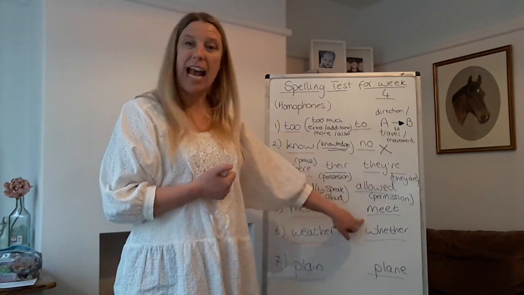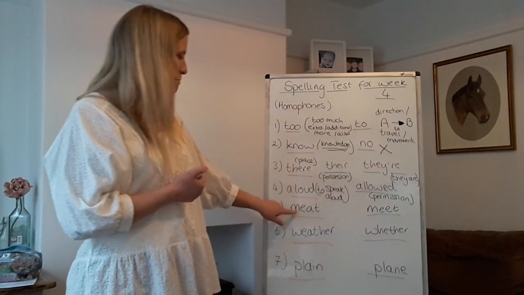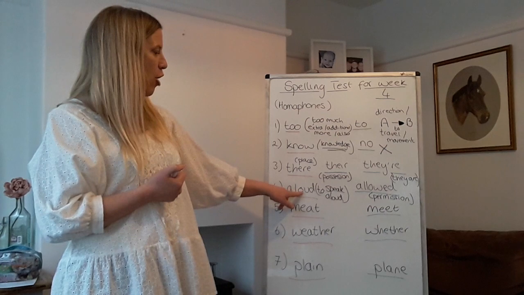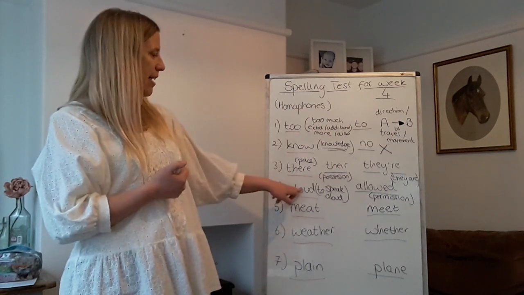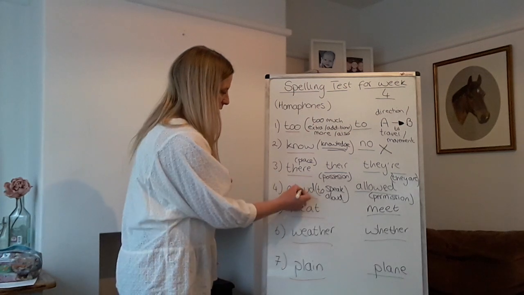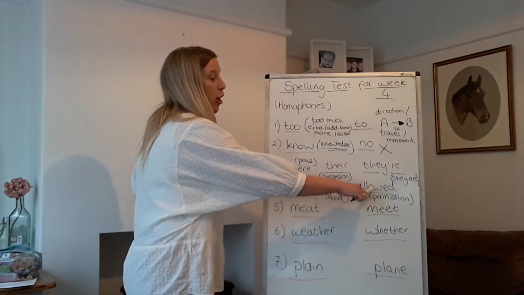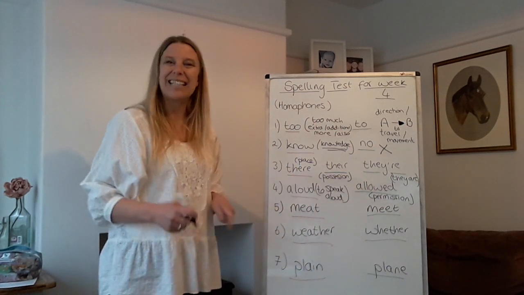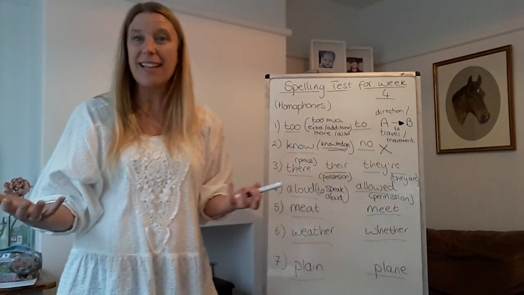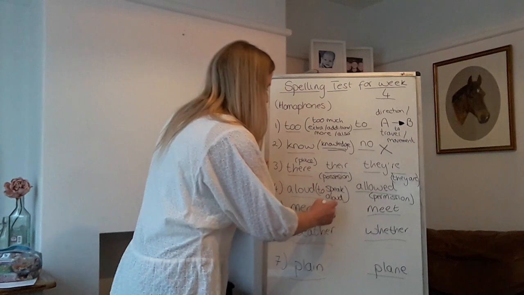Then we have meat and meet. Okay, so meat with M-E-A-T, or I should say aloud here, A-L-O-U-D, that's an O, I don't know whether you can, it's not very clear. And allowed, A-L-L-O-W-E-D. Meat, M-E-A-T, is like beef, pork, chicken. That's the type of meat, okay, so food.